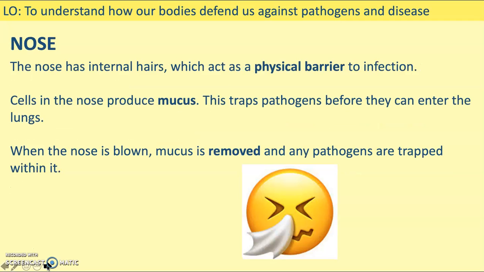Our nose has internal hairs, and this acts as a physical barrier to infection as well. Cells in our nose produce mucus, and this traps pathogens before they can enter the lungs. If you imagine you're breathing air in, there will be microbes in that air, there will be dust particles. The mucus in your nose will trap those potential pathogens, and it will attach to the hairs. When the nose is blown, the mucus is removed, so any of those pathogens that are trapped within it are also removed.